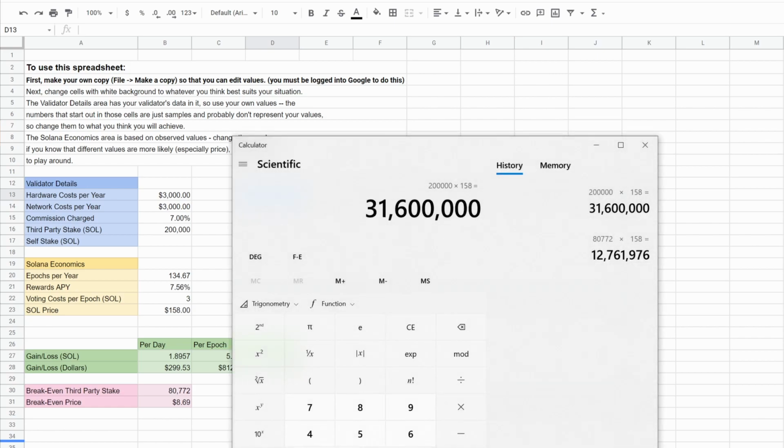Well, at the time of recording, 200,000 Solana is over $31 million. This means, in this scenario, in order to make the money that we just went over per day, per year, we need people to give us $31 million to stake. We are effectively a small bank at this point.